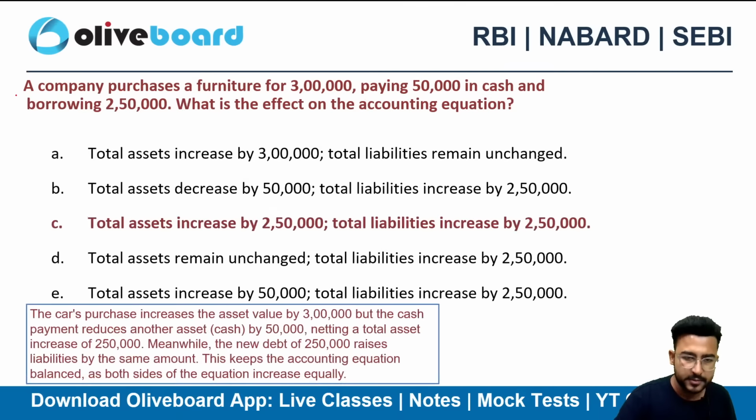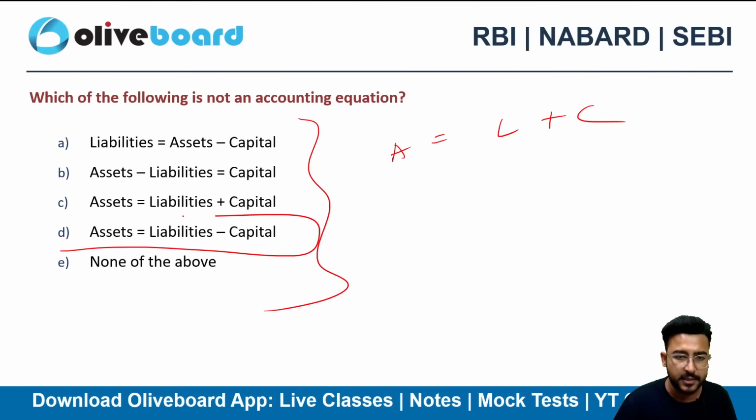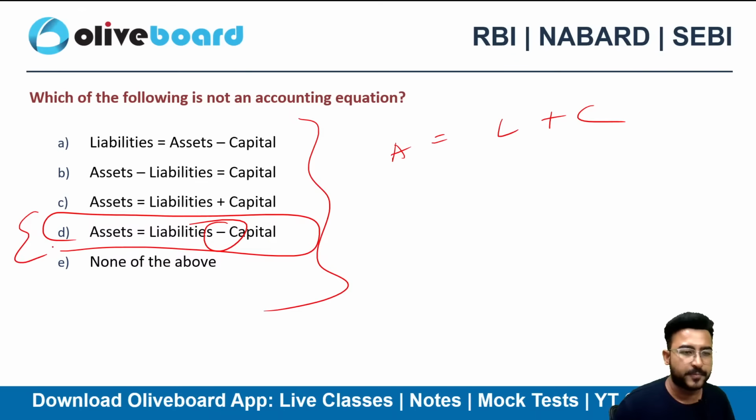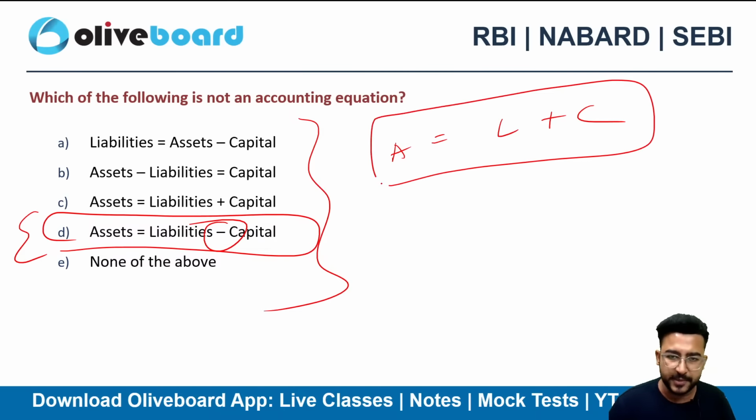Perfect. Next one. Which of the following is not a correct accounting equation? Now my accounting equation is always asset is equal to liability plus capital. Asset is equal to liability plus capital. So here I can see that one option is there: asset is equal to liability minus capital. Look for the direct options. What do you mean by direct options? Asset is equal to liability plus capital is the correct equation.